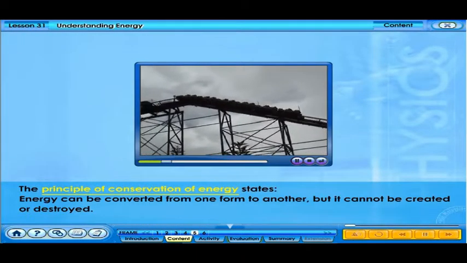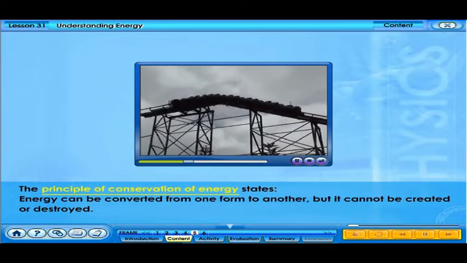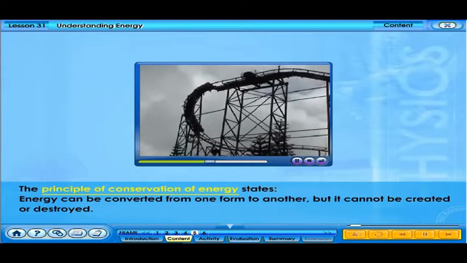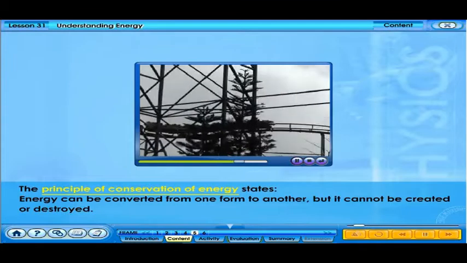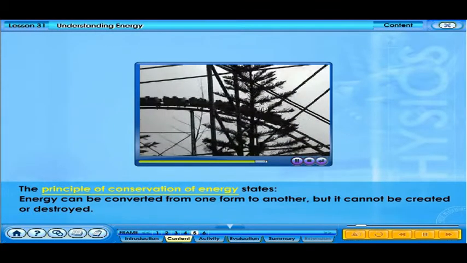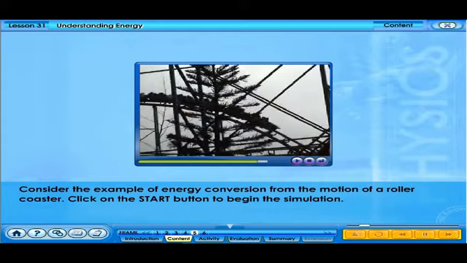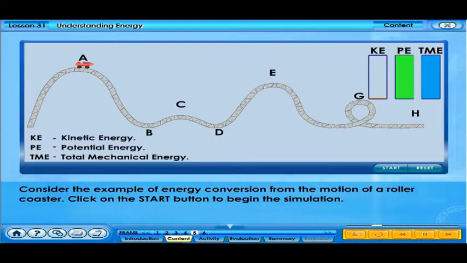According to the conservation of energy, energy can be converted from one form to another, but it cannot be created or destroyed. To demonstrate the principle of conservation of energy, let's consider a roller coaster. Click on the Start button to begin the simulation.